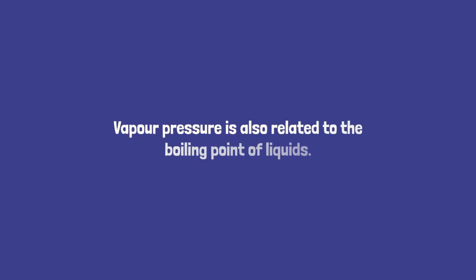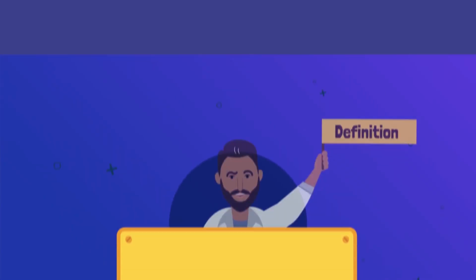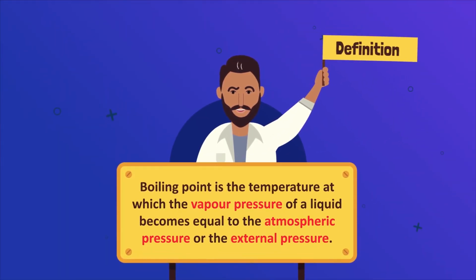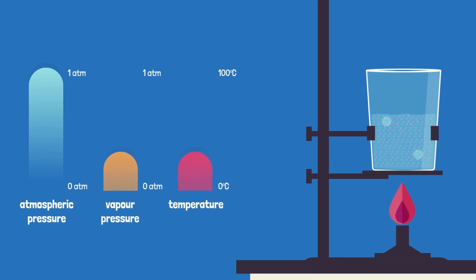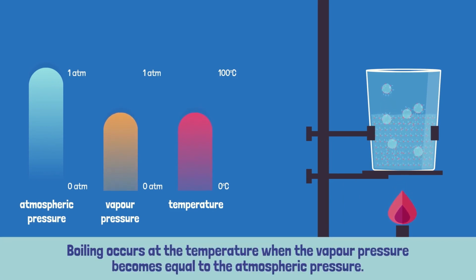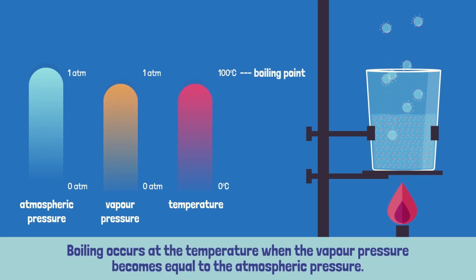Vapor pressure is also related to the boiling point of liquids. Boiling point is the temperature at which the vapor pressure of a liquid becomes equal to the atmospheric pressure or the external pressure. While evaporation only occurs at the surface, boiling occurs throughout the liquid. This is why we see bubbles forming throughout the liquid during boiling.